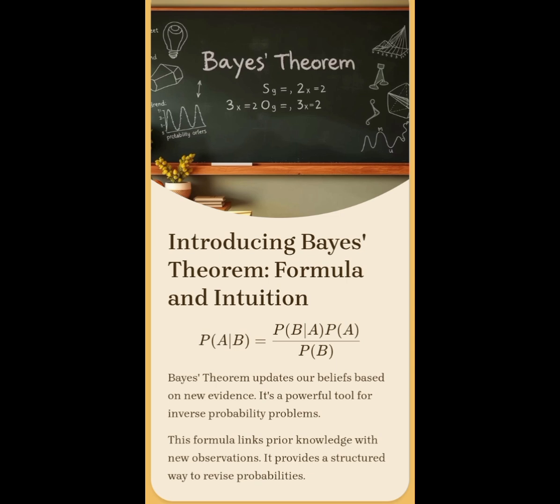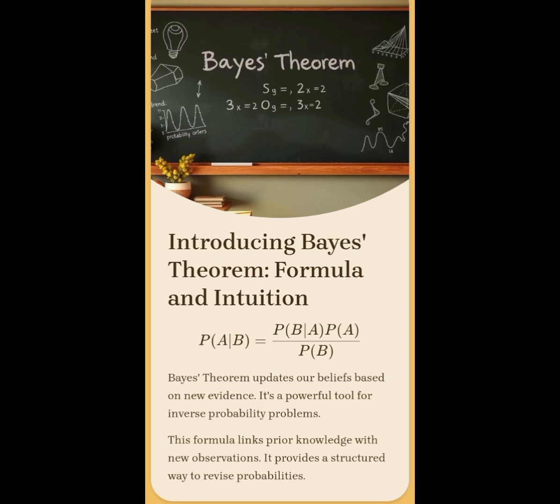Introducing Bayes' theorem: formula and intuition. P of A given B is equal to P of B given A times P of A over P of B. Bayes' theorem updates our beliefs based on new evidence. It's a powerful tool for inverse probability problems. This formula links prior knowledge with new observation. It provides a structured way to revise probabilities.